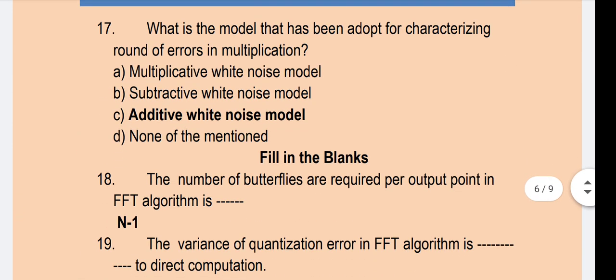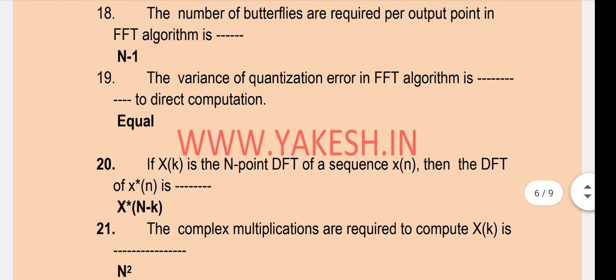What is the model that has been adopted for characterizing round-off errors in multiplication? Option C, additive white noise model. Next question. The number of butterflies required per output point in the FFT algorithm is option N minus 1. The variance of the quantization error in the FFT algorithm is equal.